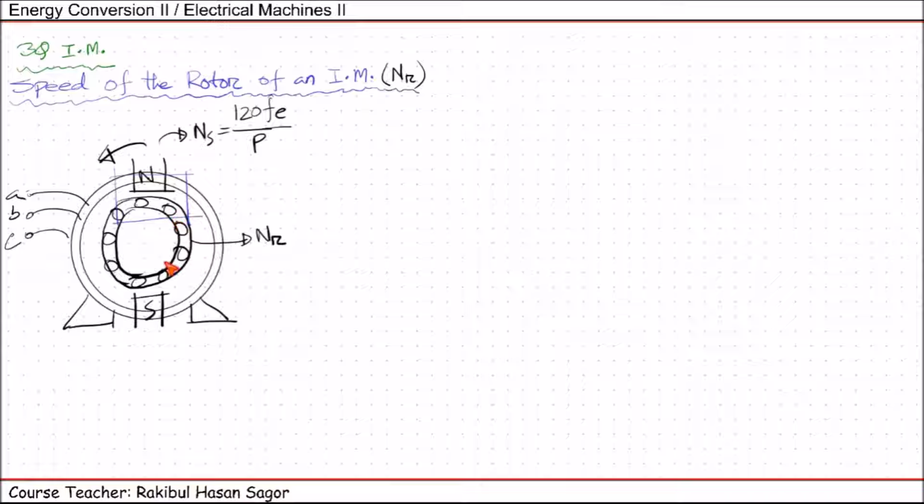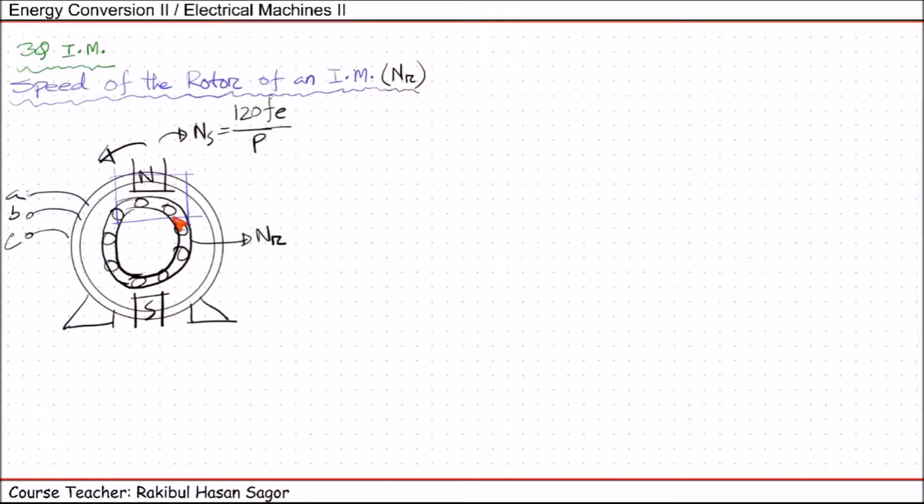If there is no induced EMF in the rotor side, there will be no rotor current in the rotor side. If there is no rotor current, there is no reason for the rotor to rotate. So the rotor will try to stop. When the rotor tries to stop, what will happen? It will try to reduce the speed.